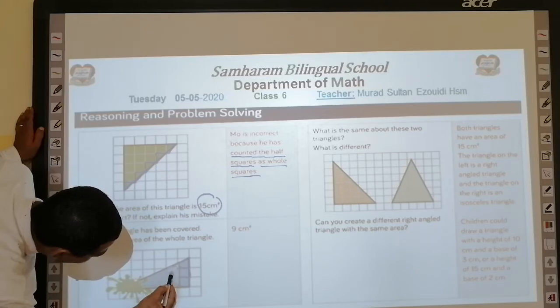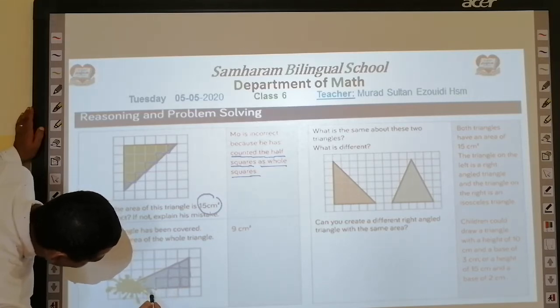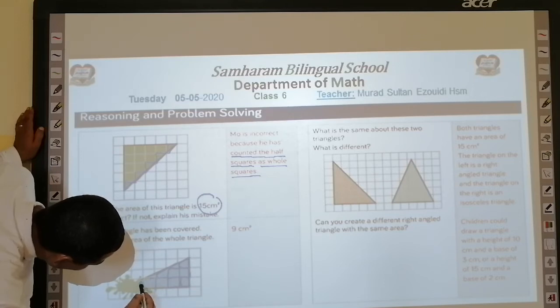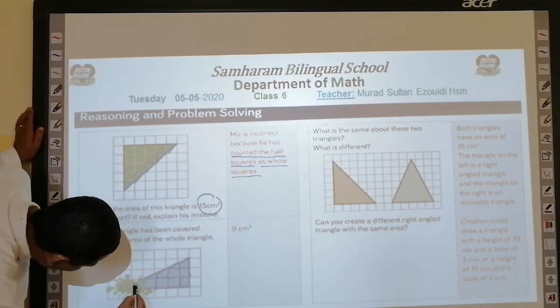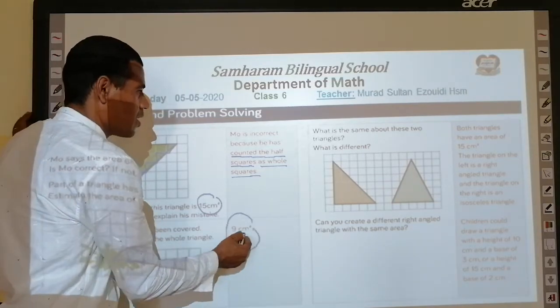This is less than half. No need to do it. This is 4. This is 5. This is 6. This is more than half, so 7. This is less than half. No need. This is 8. And the one that is like that is more than half, so 9. Yes, your answer is correct.